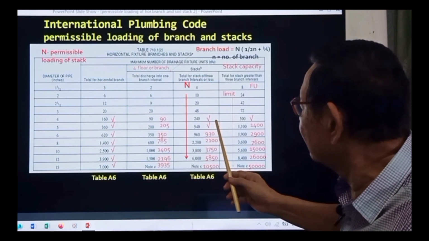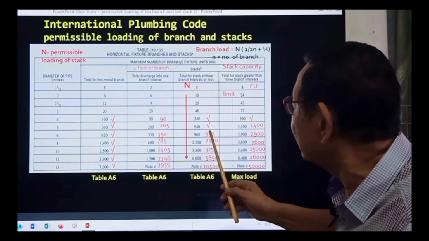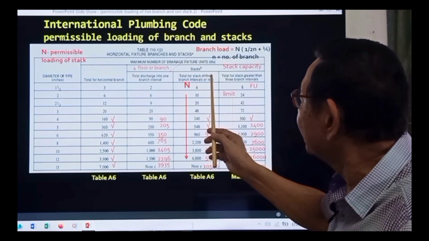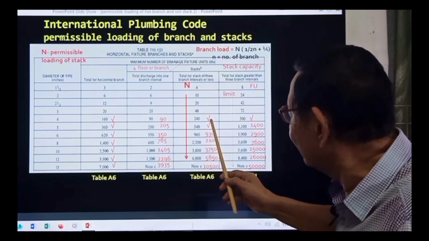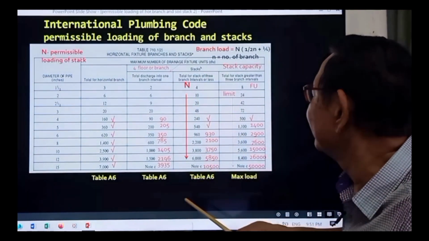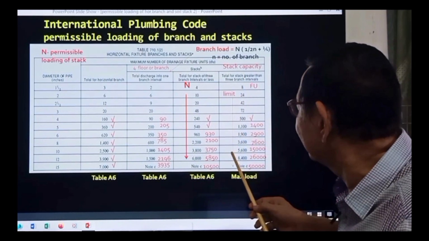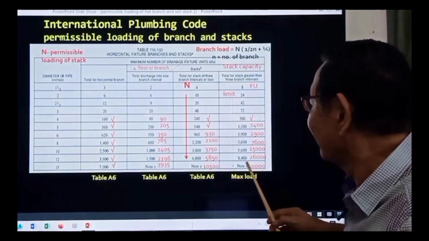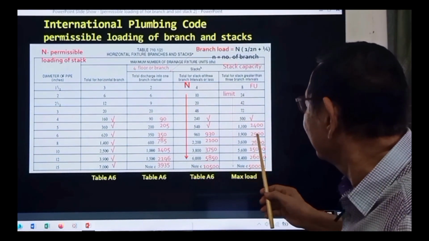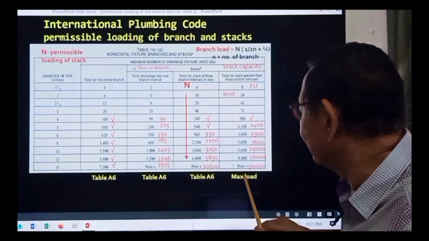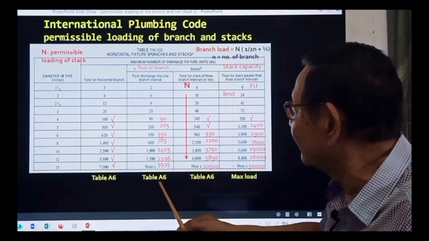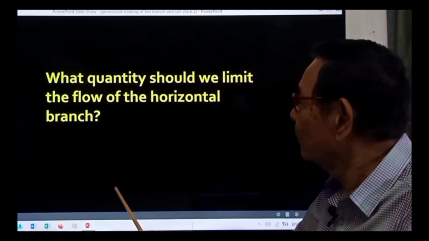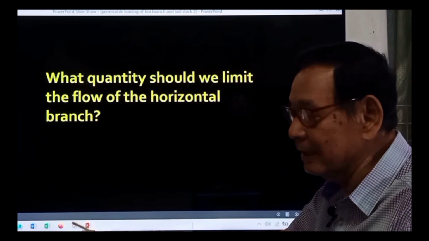Ito capacity. Ito ngayon ang inaalaw na capacity ng pipe sa 3 branch interval or less. Ito ngayon ang basihan ng computation natin. Ito ngayon ang limit na more than ilang story. Ito ang limit. Ito ngayon ang capacity ng pipe. Okay. So maximum load, ito table A6. So what quantity should we limit the flow of the horizontal branch?